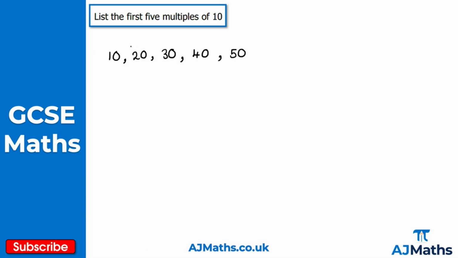Like we said, it's going to be 10 times 1, 10 times 2, 10 times 3, 10 times 4, and finally 10 times 5. In other words, just the first 5 numbers in the 10 times table. That gives us the first 5 multiples of 10, giving us the solution to question 1.